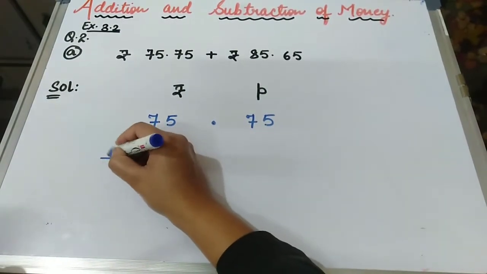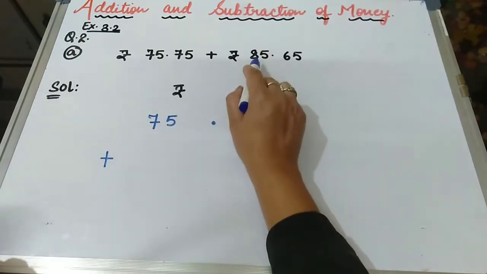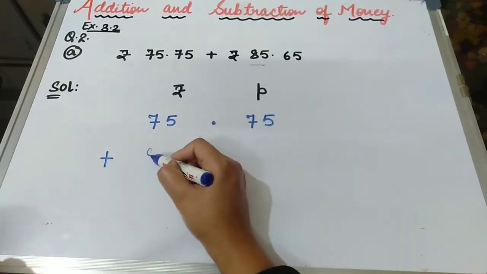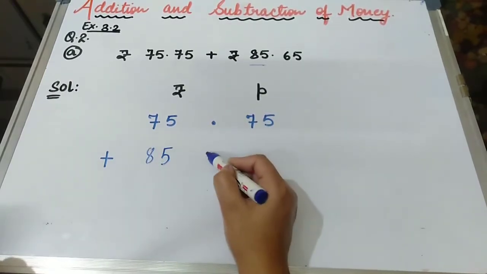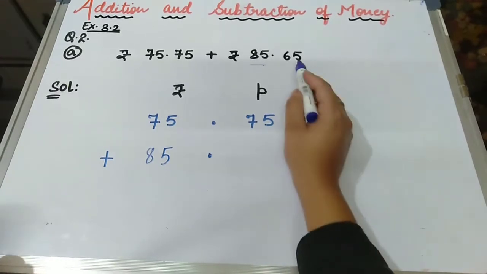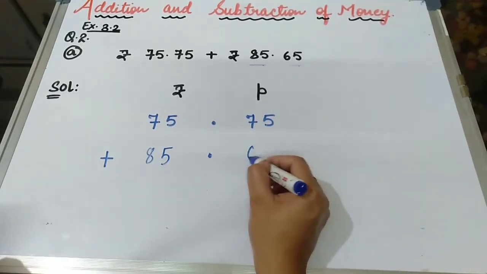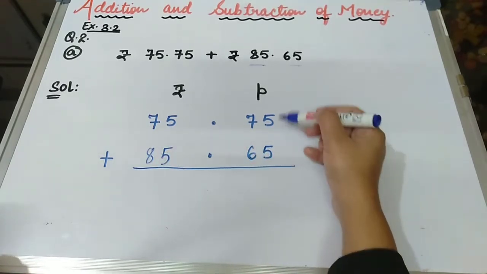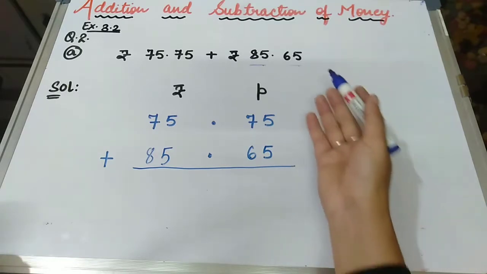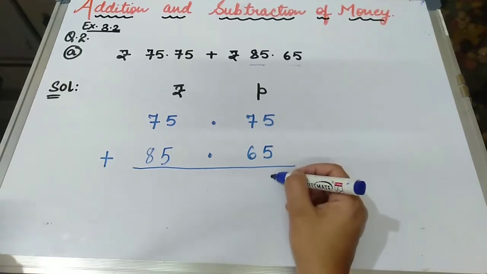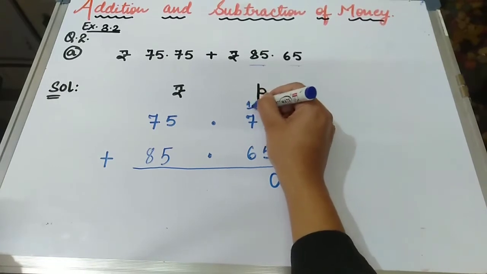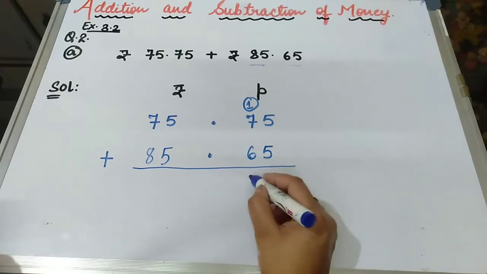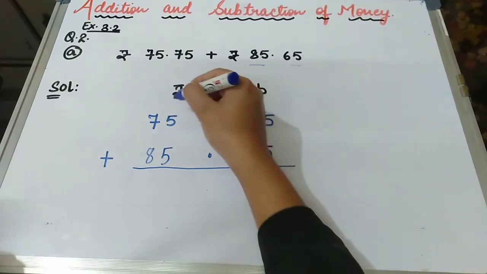Now we have to add, so first we will put the sign and this amount we have to write over here. So this is the amount given in rupees, so we will write down over here 85 and we will put a dot, and this is the amount given in paise, so we are going to write it over here, 65 paise. Then we are going to add from here, like we add the numbers. 5 plus 5 is 10. Now carry over 1. Now 6 plus 1 is 7 and 7 plus 7 is 14. 14, 4 and carry over 1.